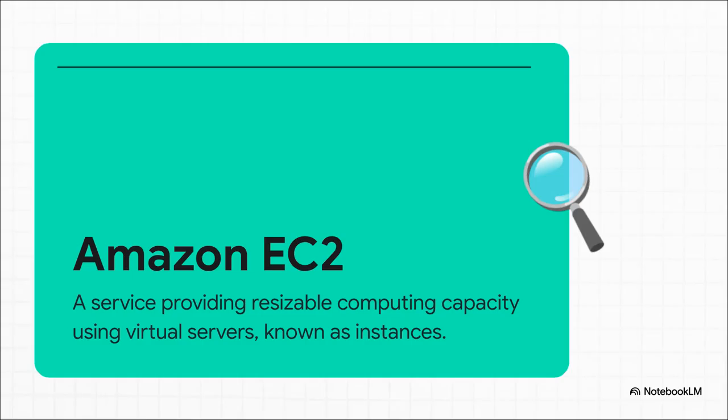So what is it, really? At its heart, Amazon EC2 is a service that lets you rent virtual servers instead of buying physical ones. Amazon calls these virtual servers instances. It means you get access to raw computing power whenever you want it, from anywhere in the world, and you never have to see, touch, or smell a single piece of hardware.